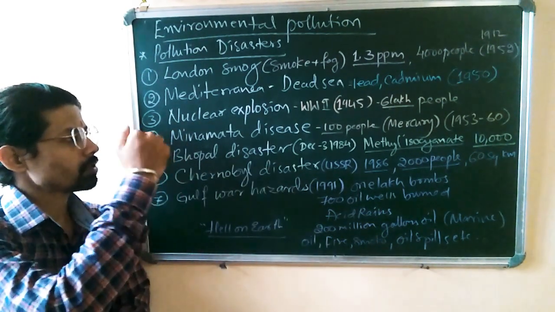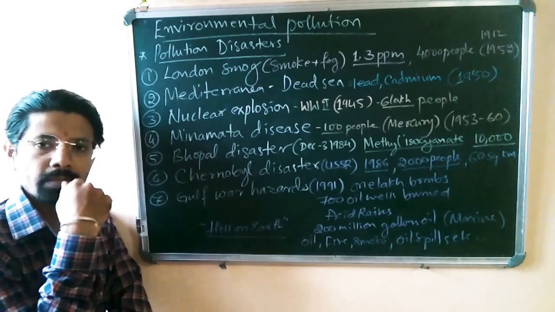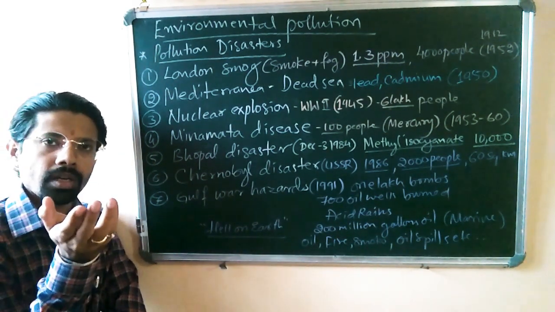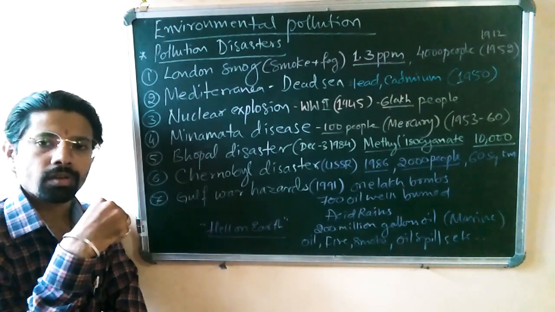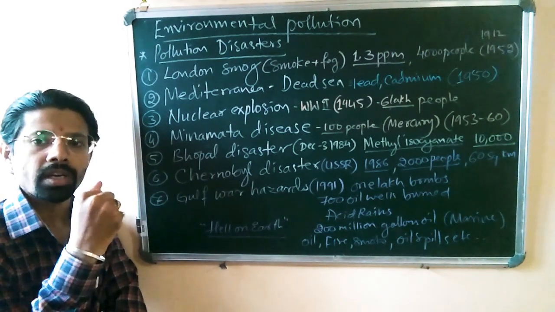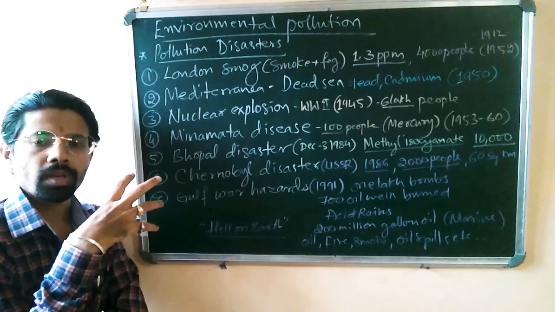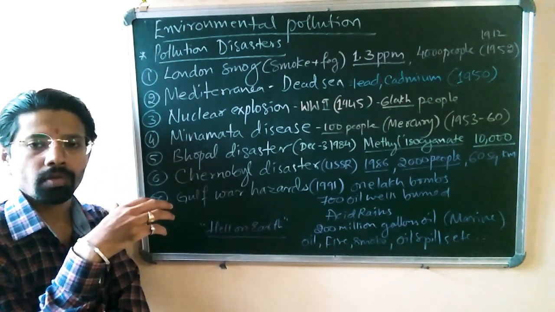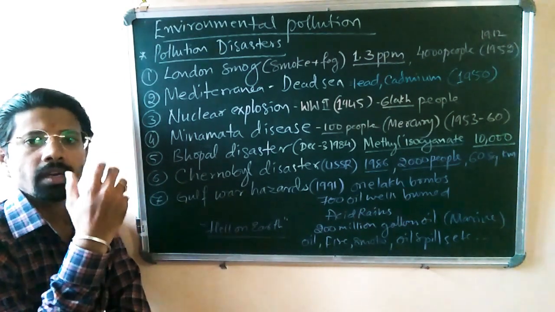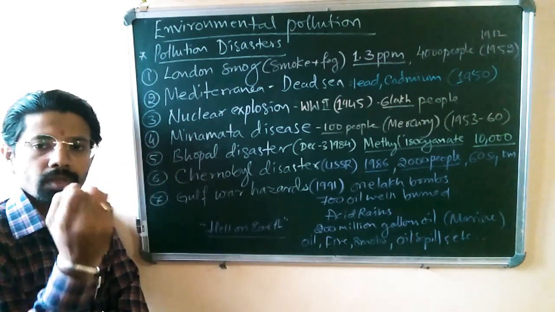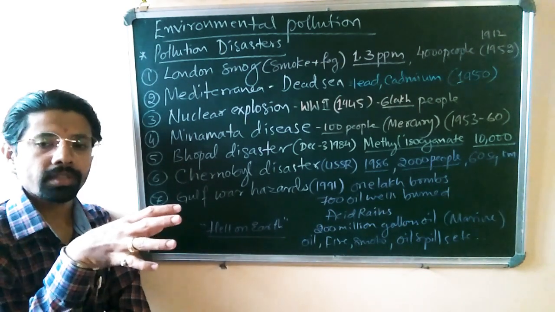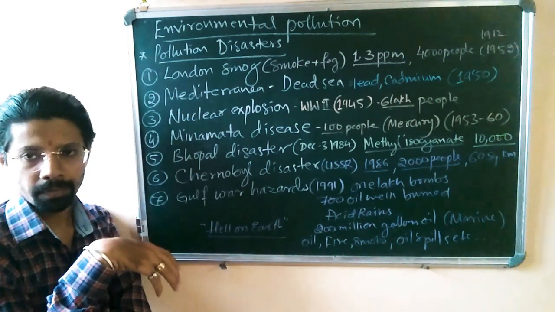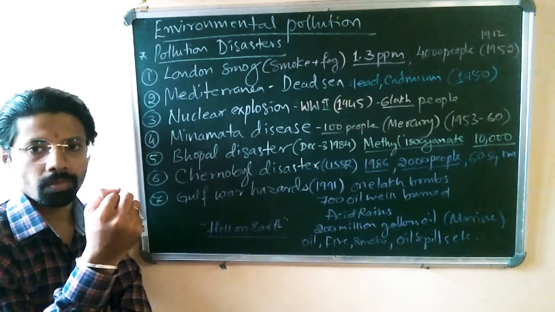Then if we talk about the Minamata disease, again it's in Japan. Minamata Bay is a place in Japan. In this Minamata, a mercury company was there. The company was preparing mercury or doing some activity with the mercury. Mercury got released into the industrial effluents into the water bodies, and surrounding water bodies were completely poisoned with mercury. The biomagnification took place.